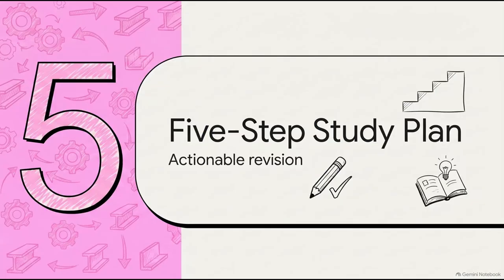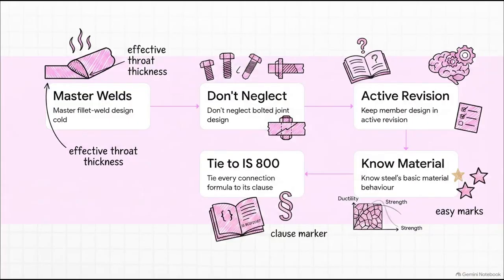Section 5, your 5-step study plan. Let's turn all this analysis into a highly actionable revision strategy. Okay, here are 5 concrete sequenceable actions for your revision. Step 1. Master fillet weld design cold. I'm talking about knowing your effective throat thickness and permissible stress formulas backward and forward. Step 2. Please don't neglect bolted joints. Shear and bearing values are absolute classic GATE territory.